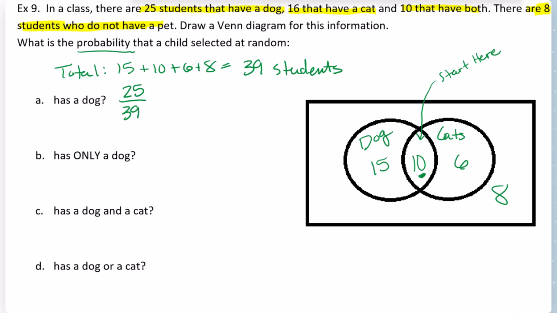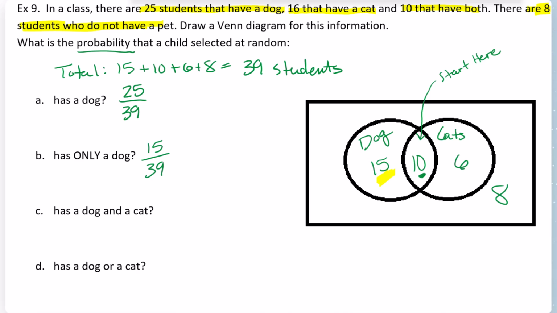Next one, probability that we pick a student that has only a dog. Only a dog means that they don't have a cat, so that puts us in the left part of the dog circle here. Those 15 have a dog, but not a cat. So that would be 15 out of the 39. Again, check to see if it simplifies. This one doesn't.